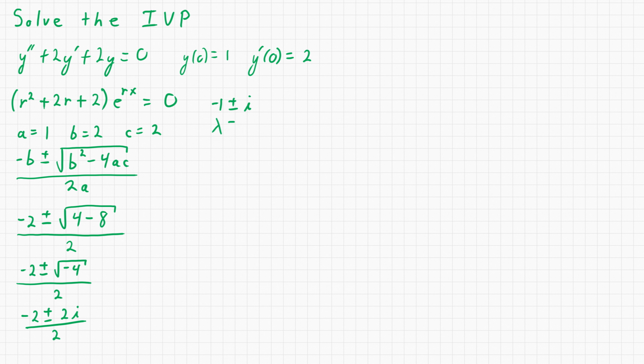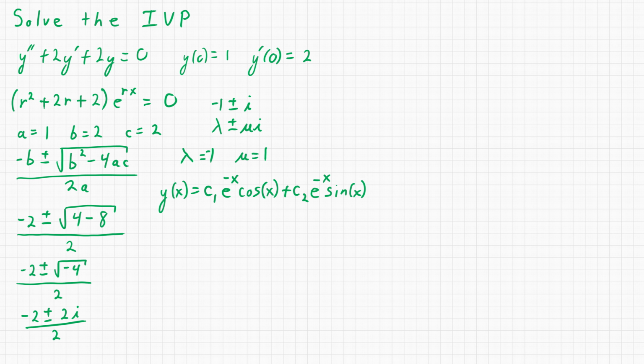And right, that's our lambda plus or minus mu i. So in here, the lambda is equal to negative 1, and the mu is equal to 1. So that fits into our general solution with sines and cosines as y of x equals c1 e to the negative x, negative 1 times x from the lambda, times cosine of mu times x, so just x, plus c2 times e to the negative x times sine of x.